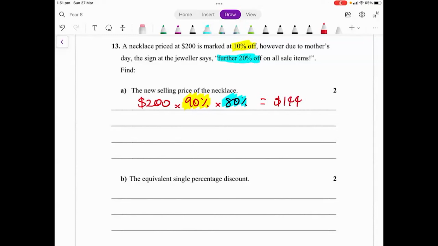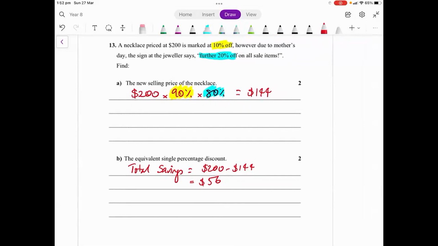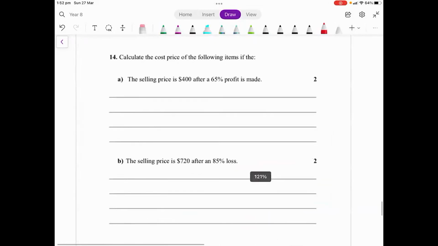Question B is a little bit tricky. It says the equivalent single percentage discount. So firstly, we need to work out the total savings, which is cost minus the selling price. That's $200 minus $144. That's $56 was saved altogether. So what discount percentage is this? Well, it's $56, the savings, over the original price. So over $200. That's a fraction. So we multiply it by 100. That gives us 28%. So if we wanted to get to $144 as one single percentage discount, we could say that that's a 28% discount.